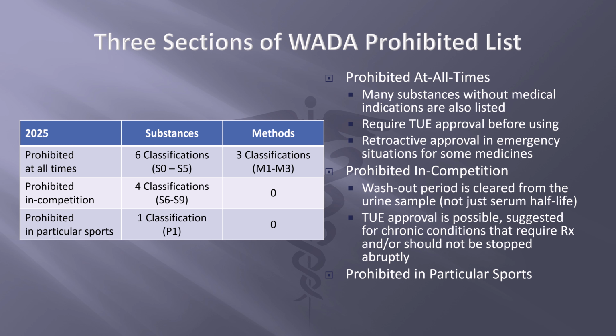And then substances prohibited in particular sports can be either prohibited at all times or prohibited in competition only. And currently, the P1 class only includes beta blockers.